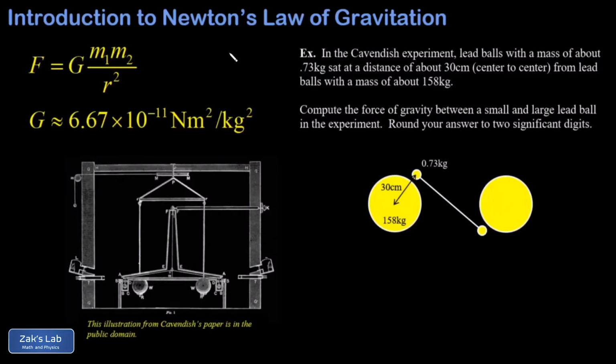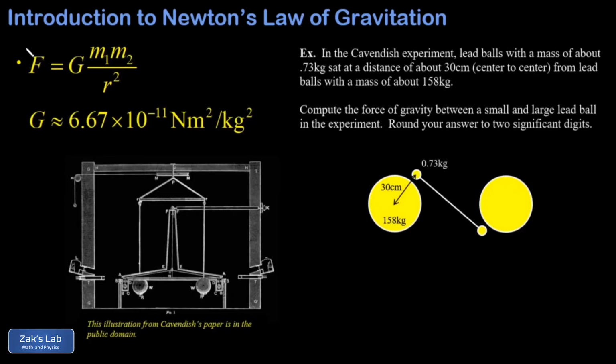This video is a quick introduction to Newton's law of gravitation, and that's the formula we see right here. Newton's law of gravitation is the classical approach to describing the force of gravity between two masses. As it turns out, all masses feel the force of attraction with all other masses, and this force is proportional to the magnitude of the two masses and inversely proportional to the square of the distance between them.